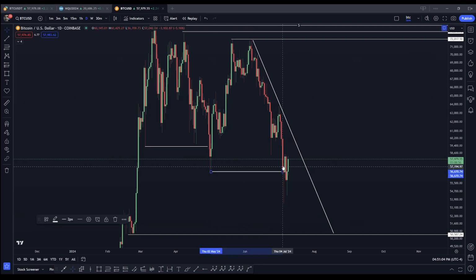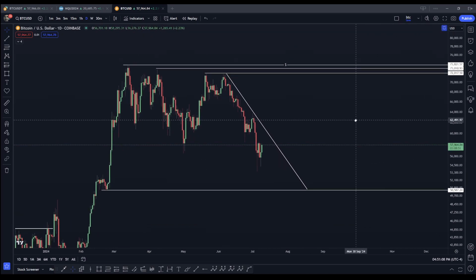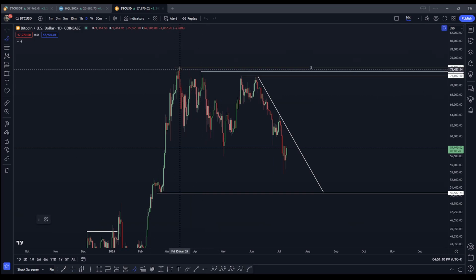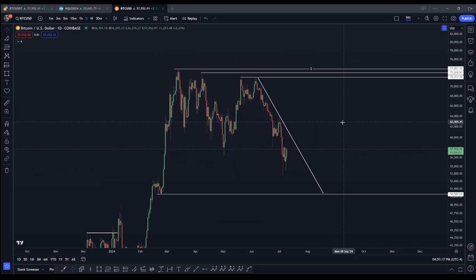And then it had this manipulation leg. We're just gonna wait one more time. I think it's just one more time. But obviously I don't know. I can't control the market. We just gotta wait and see what happens. All right, so that's what I think is gonna happen on Bitcoin.